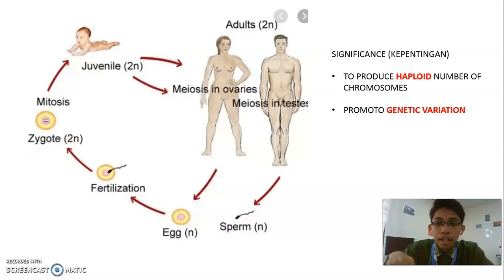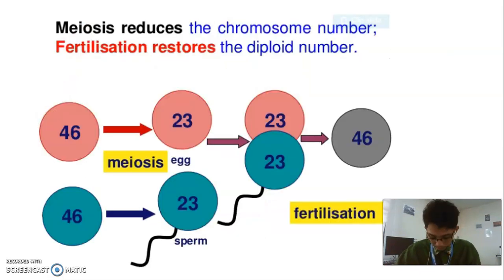The importance of meiosis is also to promote genetic variation, and we will see which phase of meiosis contributes to the formation of genetic variation. Here is the diagram: meiosis from different parents, paternal and maternal. Meiosis halves the number of chromosomes, and when fertilization occurs, it forms back the normal chromosome number for humans, which is 46.